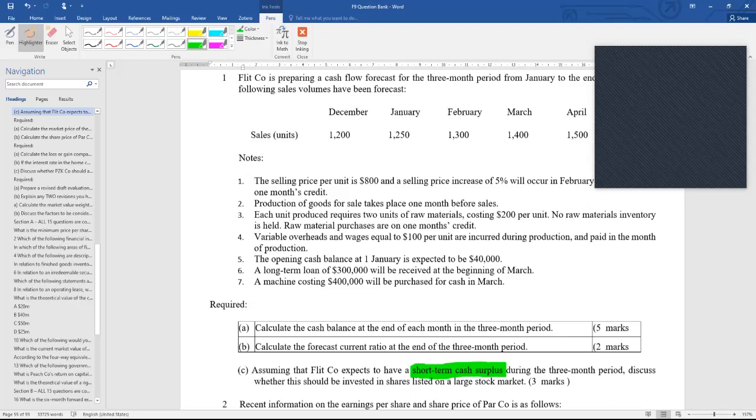So since this is a short-term cash surplus, invest in short-term maturing assets, for example in T-bills and commercial papers. Invest simply in money market instruments. You may want to avoid investing in shares, just in case they take longer to be processed. So you may want to avoid that as much as possible, okay?